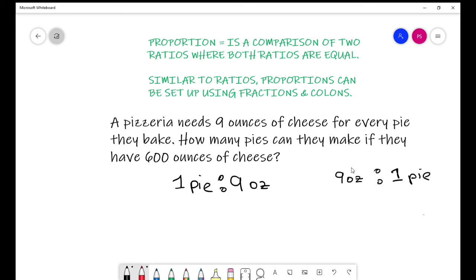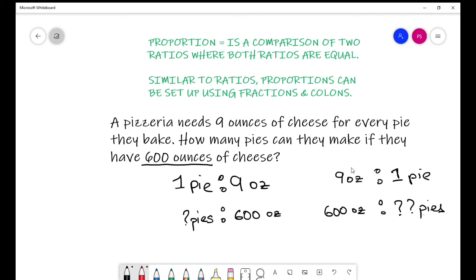Does it matter which one we use? No. As long as we keep things uniform, it shouldn't matter which ratio we start off with. And you will see what I mean by keeping things uniform. So our question is, well, if they can make one pie using 9 ounces of cheese and they have 600 ounces of cheese, how many pies can they make? So the second ratio is for 600 ounces of cheese, but the question is, how many pies can they make? Now the same information here can be written as well. If you have 600 ounces of cheese, how many pies can you bake?